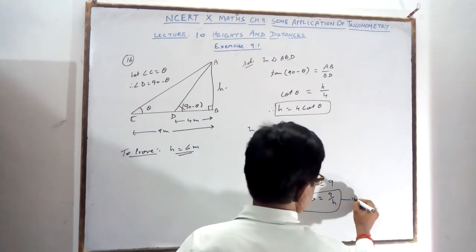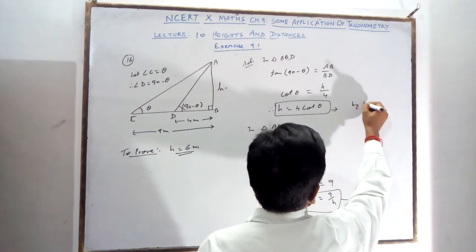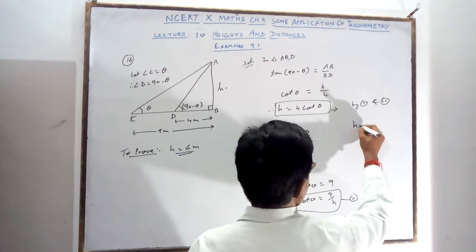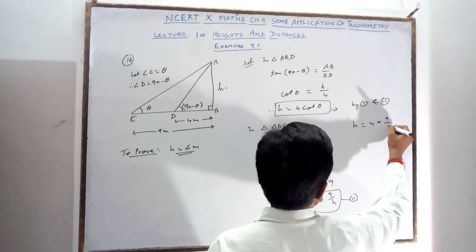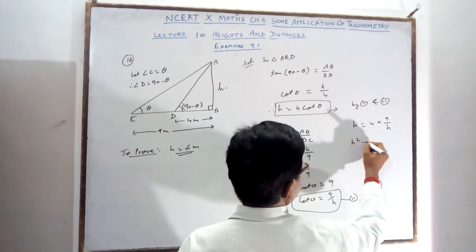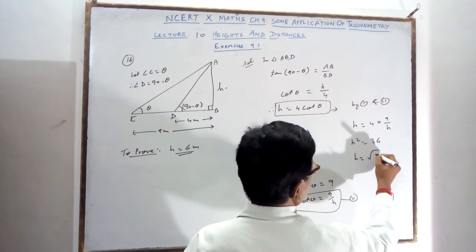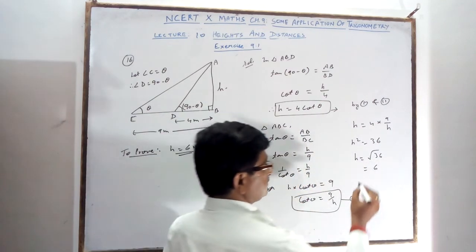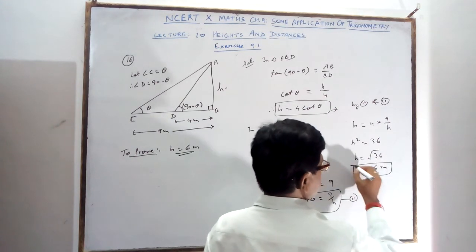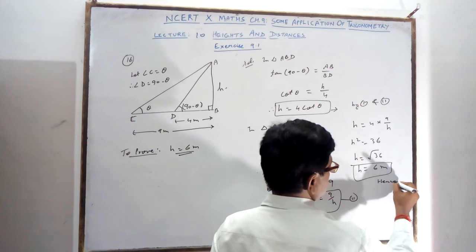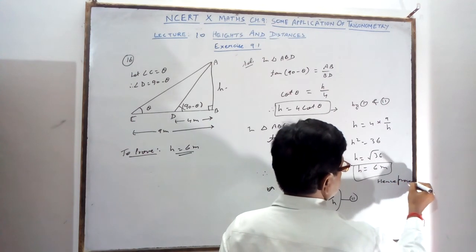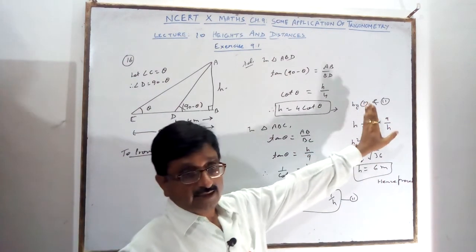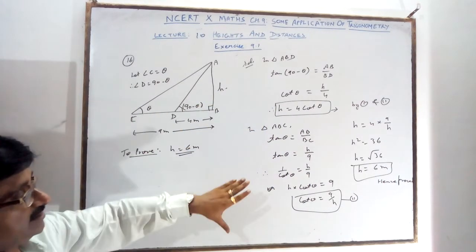From the first and second, put the value of cot theta at this place. h is equal to 4 into 9 by h. Multiply: h square is equal to 36. So root 36 is plus or minus 6, but you will not take minus, so 6 meter. So the height of this is 6 meter, hence proved. It is a proof question. 4 nines are 36, that you are getting, and this question is very simple.